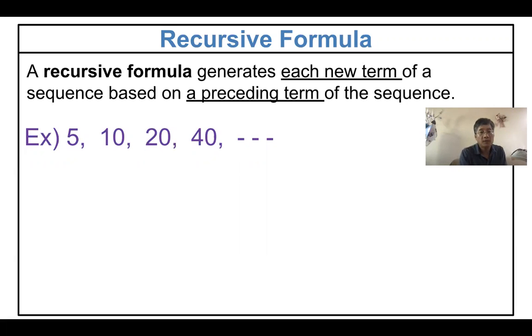So can you find out the recursive formula for this sequence? 5, 10, 20, 40. What is it? So you know the pattern. You see that each time, what do you do? You multiply 2 to the previous term, right? Then you write down just as it is. You multiply 2 to the previous term to get the next term.